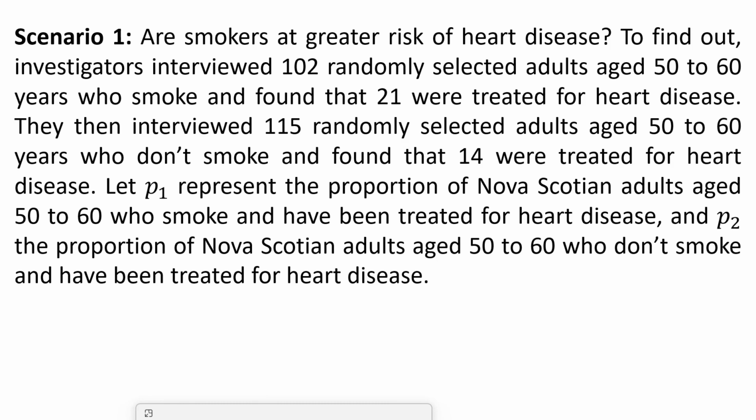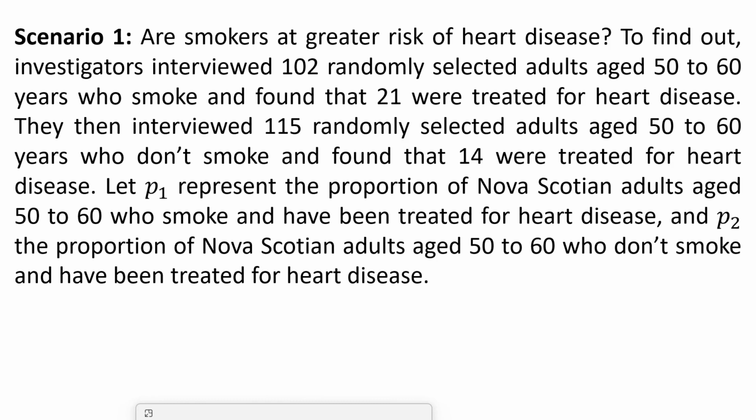And then we take a second sample. In this case, we're interviewing 115 people who do not smoke. They're of the same age category, and we found that 14 were treated for heart disease. Here we're going to let P1 represent the proportion of these Nova Scotian adults in this age category who smoke and have been treated for heart disease. And we're going to compare that with P2, the proportion who don't smoke and have been treated for heart disease.